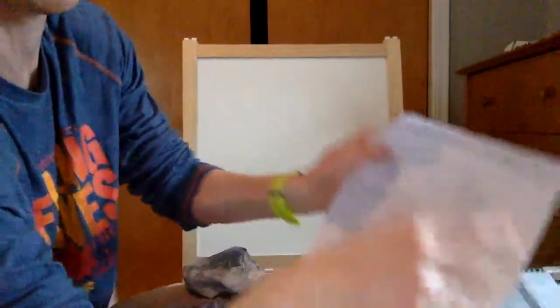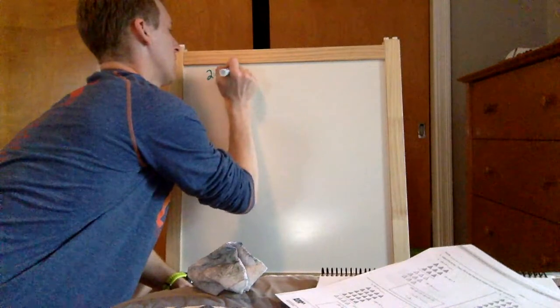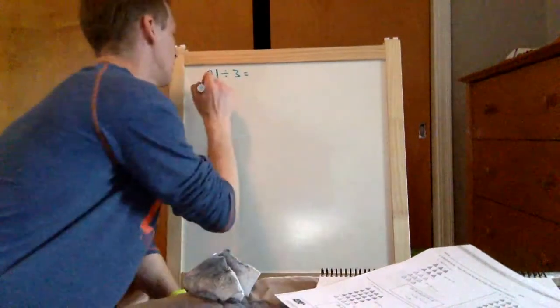We're going to go to the second one, letter B. Let me write it up while you guys get ready. 21 divided by 3 equals. I'm going to do circles because they're so much easier than me making triangles, okay?